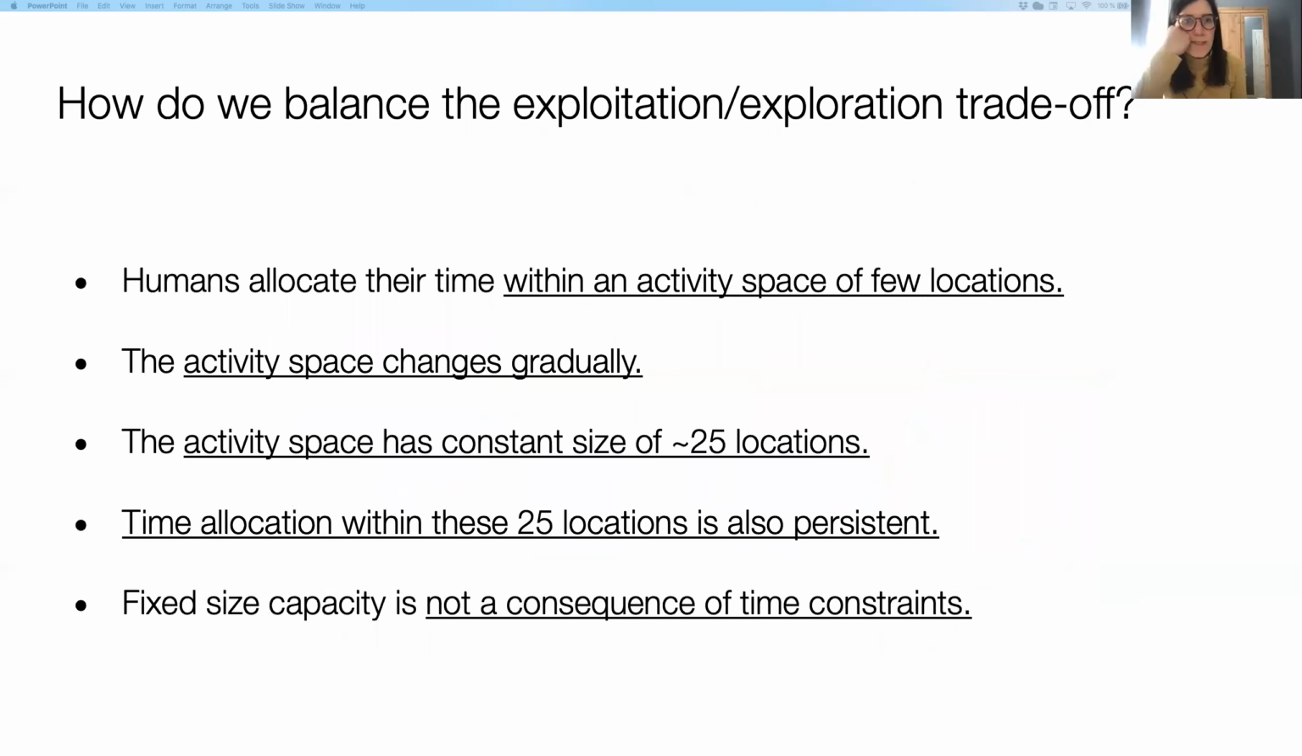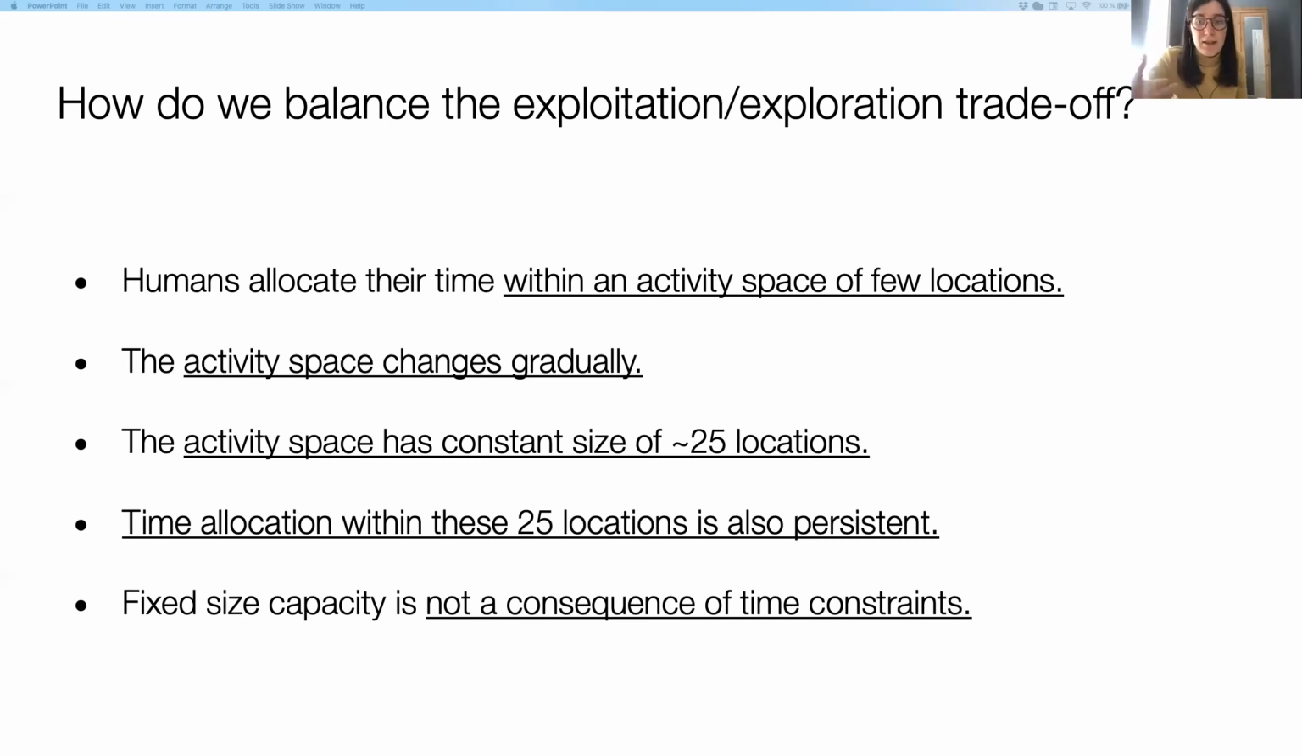So to conclude, our research ended up showing how we balance the exploitation-exploration trade-off. We found that we allocate our time within an activity space of very few locations. This activity space changes gradually over long time scales, but it has a constant size of about 25 locations, at least in the temporal duration that we have considered, which is a couple of years. We also found that time allocation within these 25 locations is persistent in time. And this fixed capacity is not a consequence of time constraints, so there must be something else.